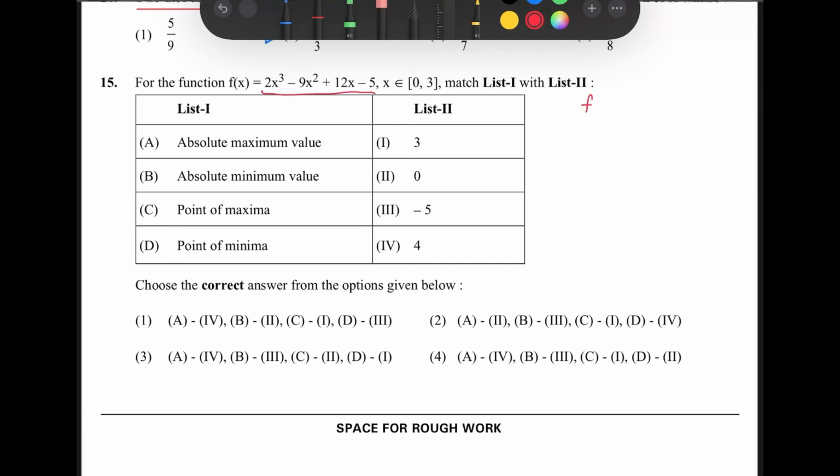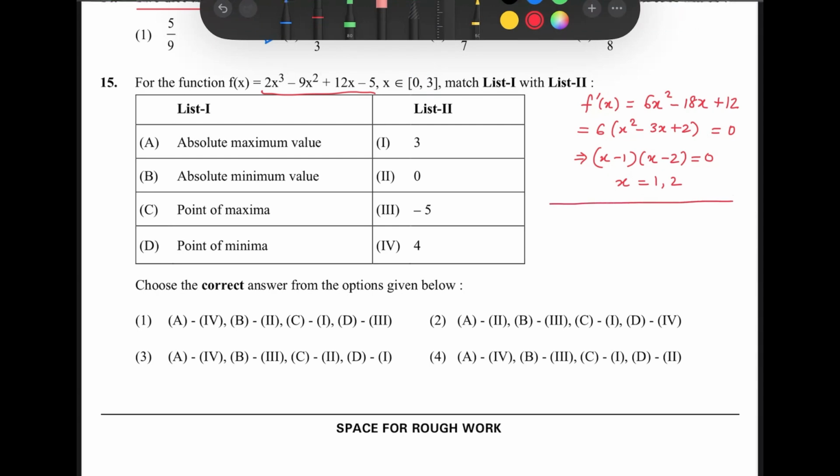So put f dash x equals 0. f dash x is 6x square minus 18x plus 12, right? If you take 6 common, you get x square minus 3x plus 2, and then you put it equal to 0 for critical points. That means you get x minus 1, x minus 2 equal to 0, so x equals 1 and 2. So you have got 4 critical points: 0, 3, 1 and 2. Then you put these values back in the function: 0, 1, 2, 3.